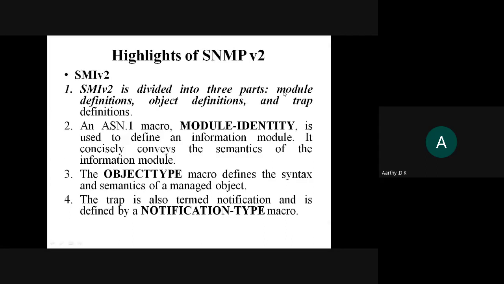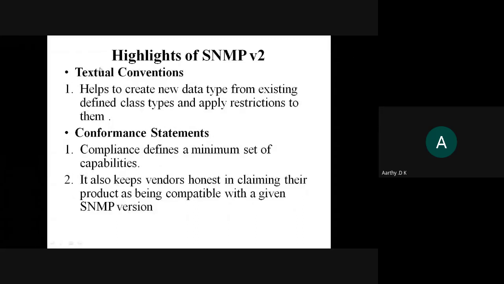We have been seeing only module definition and object definition as part of macros in SNMP version 1. Okay, module and object definition only we saw. For module, we use the macro module identity. The trap definition is new in SNMP version 2. So for module definition, you will use the module identity macro. For object definition, you use the object type macro. And for trap definition, we will use the notification type macro that is available in ASN. So these are additional things that you have in version 2.